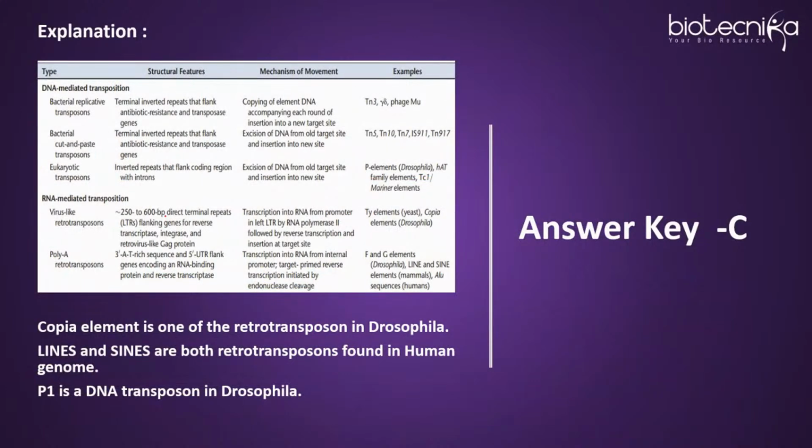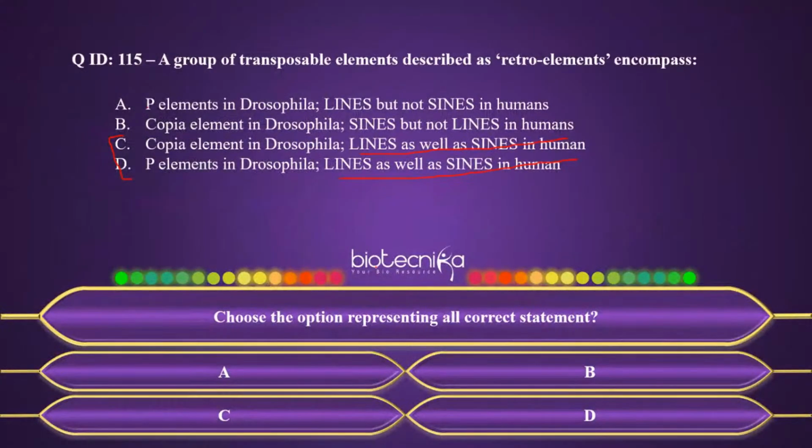Coming to the explanation, there is a table which I have picked up from Watson itself. Here it is given two types of retrotransposons, the virus-like retrotransposons and the poly-A retrotransposons, right? Copia is present in Drosophila, and LINE and SINE elements are present in mammals. So which option would be correct here? The copia element in Drosophila and the lines as well as shines in humans. So option C is the correct one here, right?